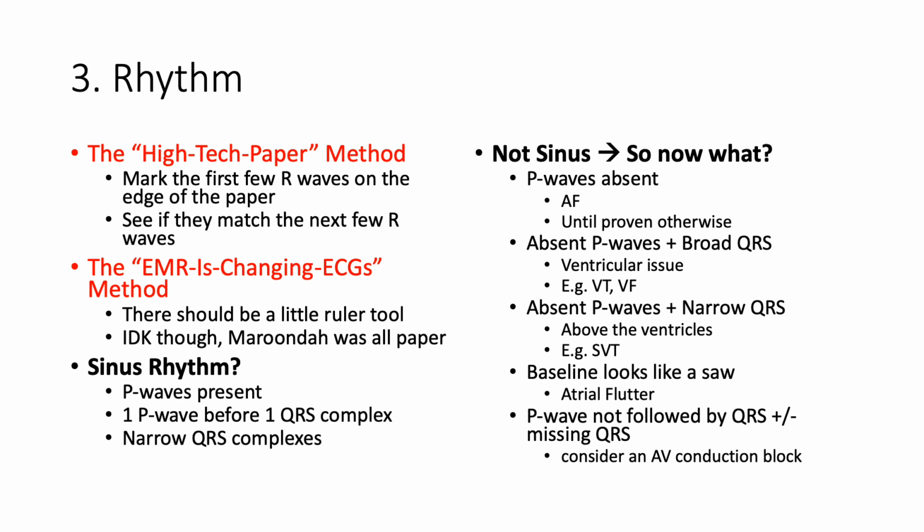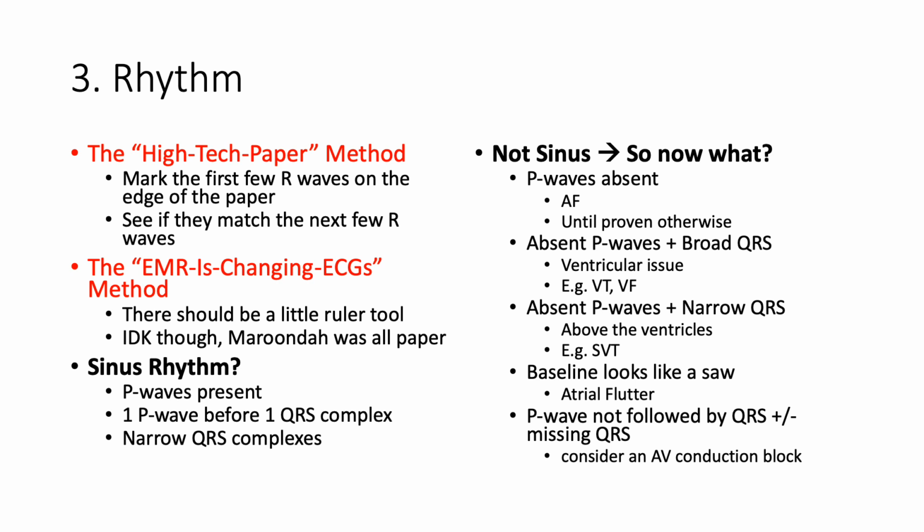So if the P waves are absent, it's pretty much AF until we've worked out otherwise. And something that might be confusing that someone in the lecture asked me is the difference between this part here, so P waves absent, and here, plus a narrow QRS. And so I've said here that it's above the ventricles, and it's called a supraventricular tachycardia. So even though that is quite confusing, it's because AF is a type of supraventricular tachycardia. So they're sort of the same here.